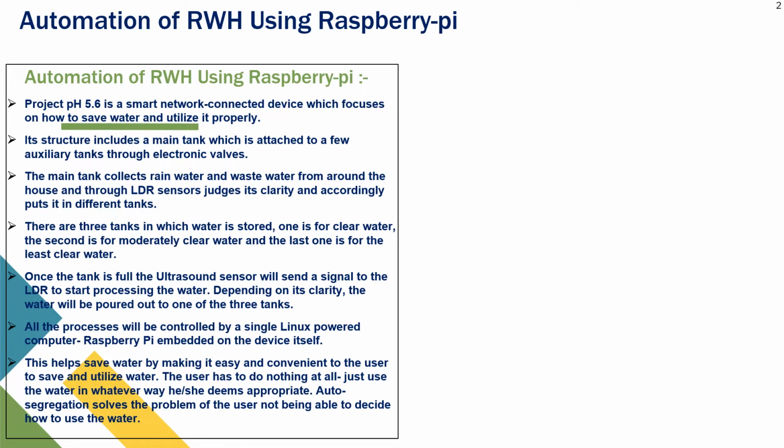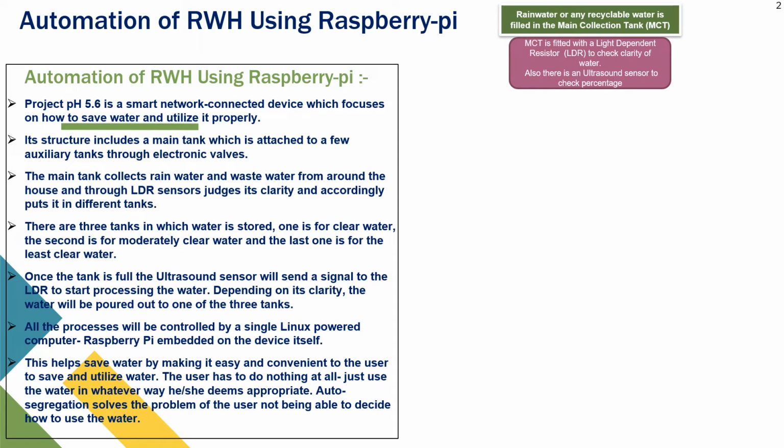Now, let's focus on the block diagram of the rainwater harvesting using Raspberry Pi. Rainwater or any recyclable water is filled in the main collection tank, that is MCT. The MCT is fitted with an LDR, that is a light dependent resistor, to check the clarity of water. Also, we'll be inserting an ultrasound sensor to check the percentage. After checking the percentage, if it exceeds 90%, the segregation begins.